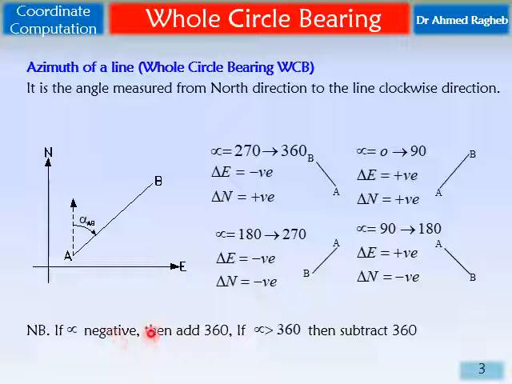Also remember that alpha shouldn't be a negative value. If it's a negative value, then you add 360 degrees. If by chance sometimes it happened that alpha is greater than 360 degrees, then you subtract 360 degrees. 360 degrees doesn't do anything, it's just one cycle, so it doesn't add up to anything.